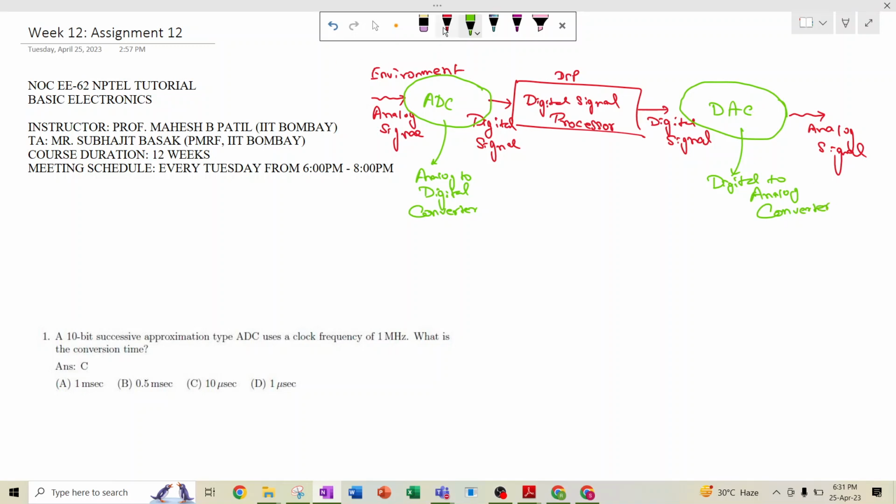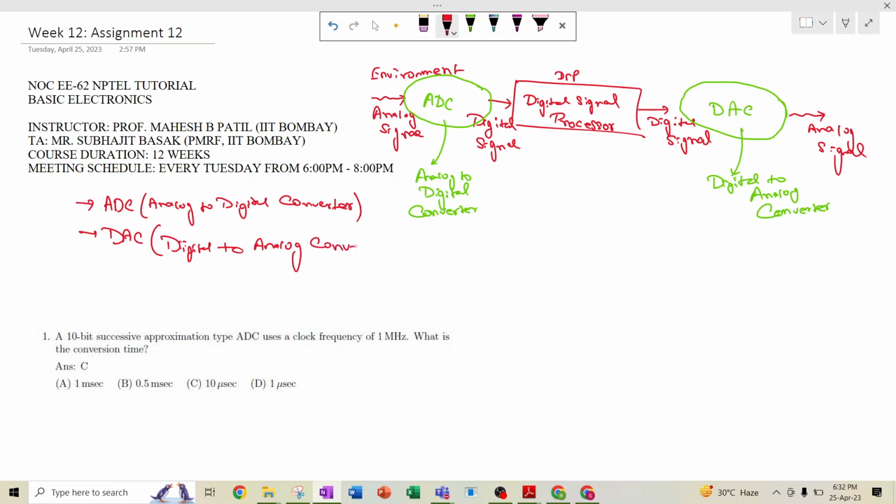So I have given the example. Today we will broadly study some types of ADC, the analog to digital converter, and also we will study the DAC, which works in the opposite way and converts the digital signal to an analog signal. Okay, so the digital to analog converter.